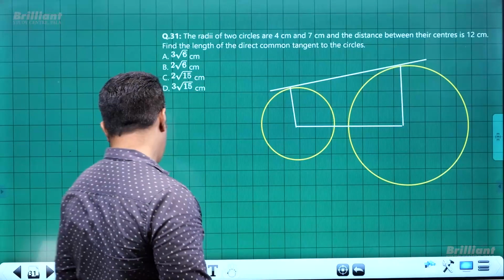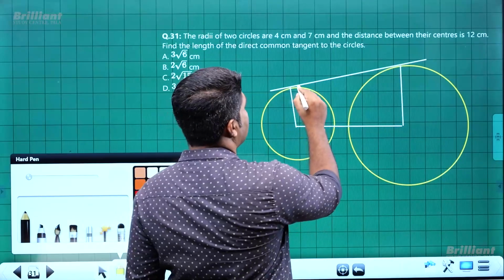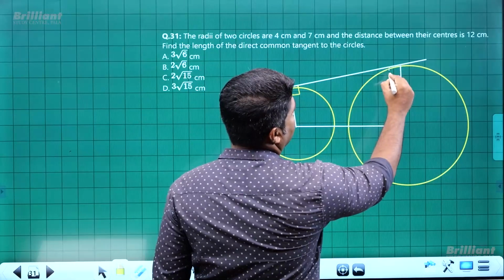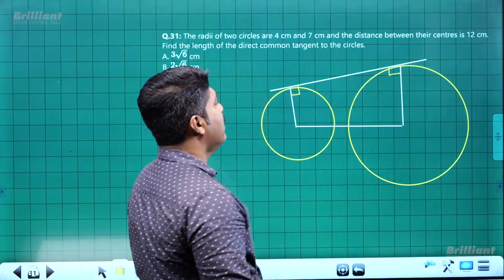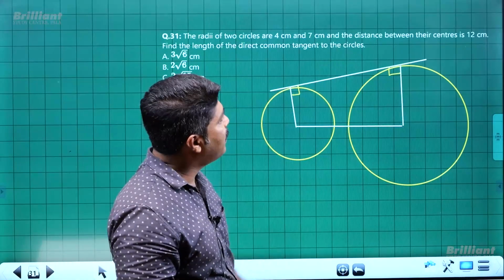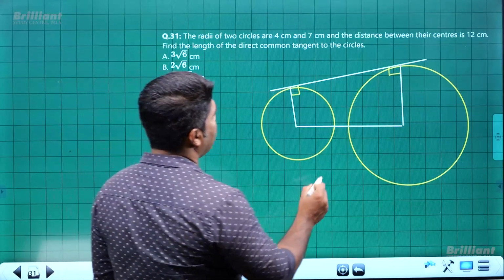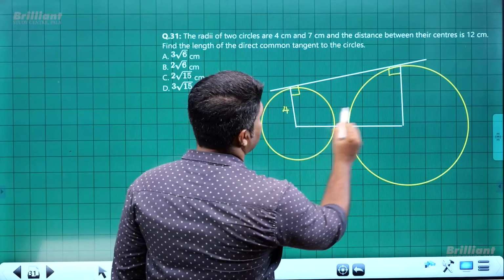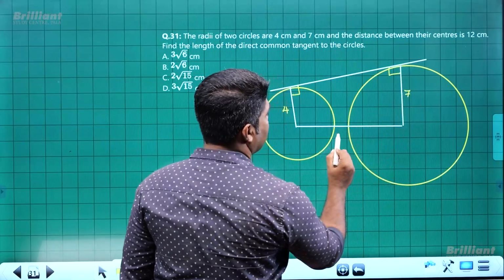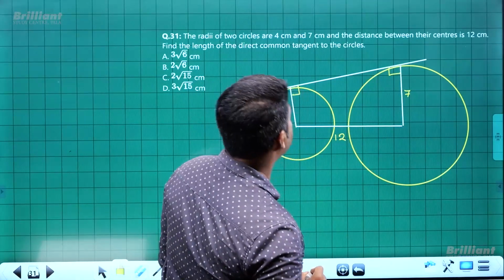Okay. Then we know that this point is at 90 degrees. Then we have to find the length of the common tangent. Here the measures also we have to write. This is 4 cm. This is 7 cm. This total length here is 12 cm.